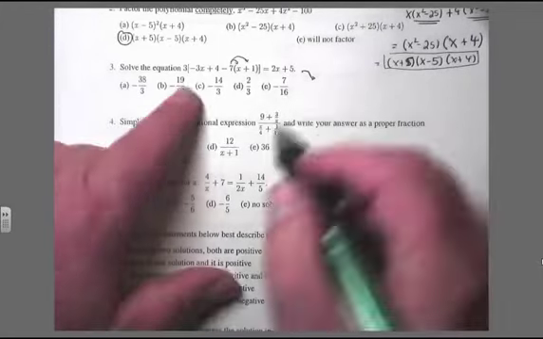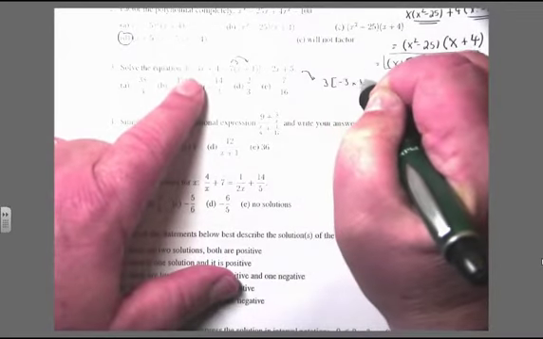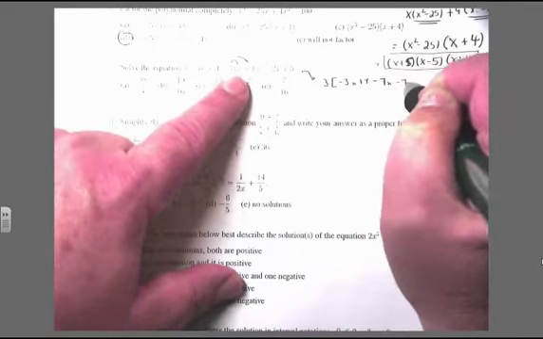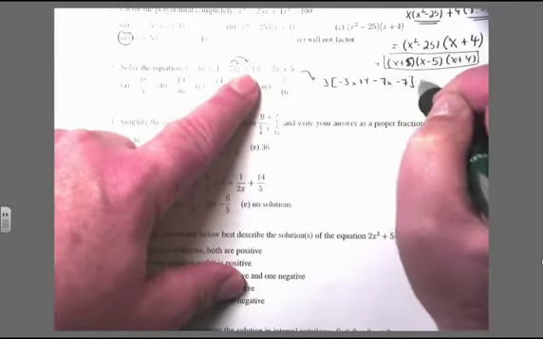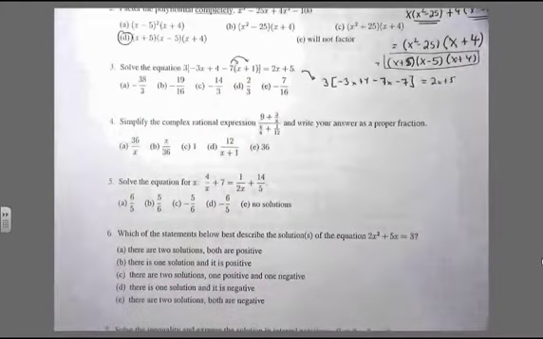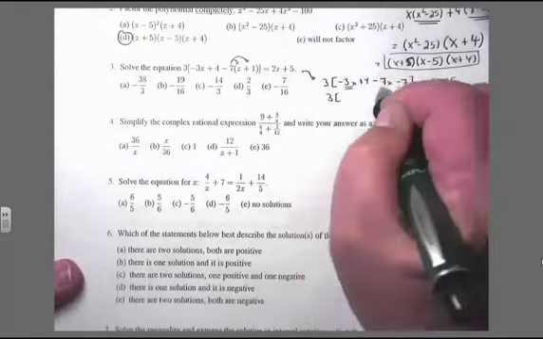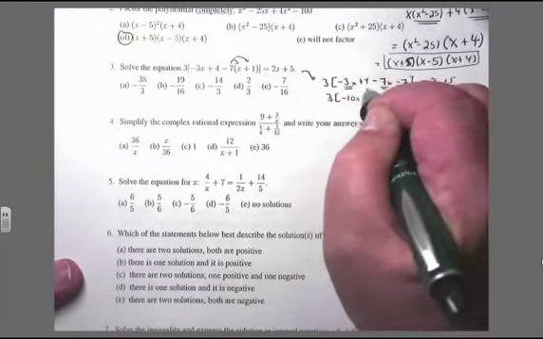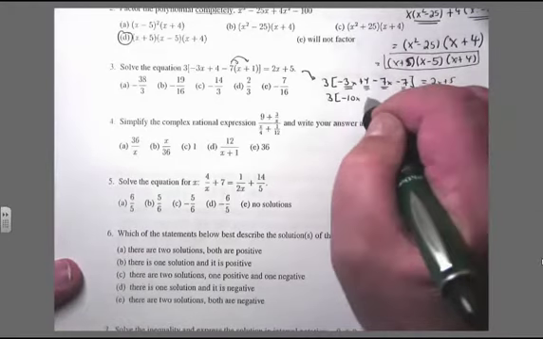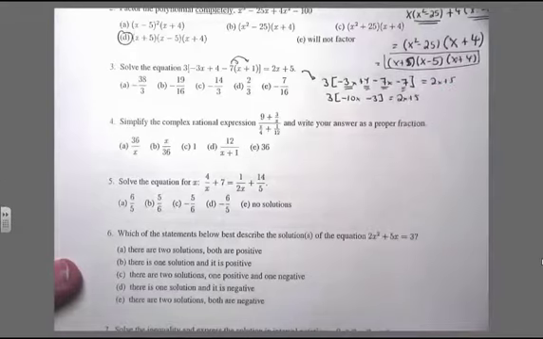So when I clean this thing up, this will be 3 times bracket, negative 3x plus 4, minus 7x minus 7 when I distribute, close bracket, equals 2x plus 5. I'm going to combine like terms. This is 3 times negative 3x minus 7x is minus 10x. Plus 4 minus 7 is a minus 3. Close bracket equals 2x plus 5.